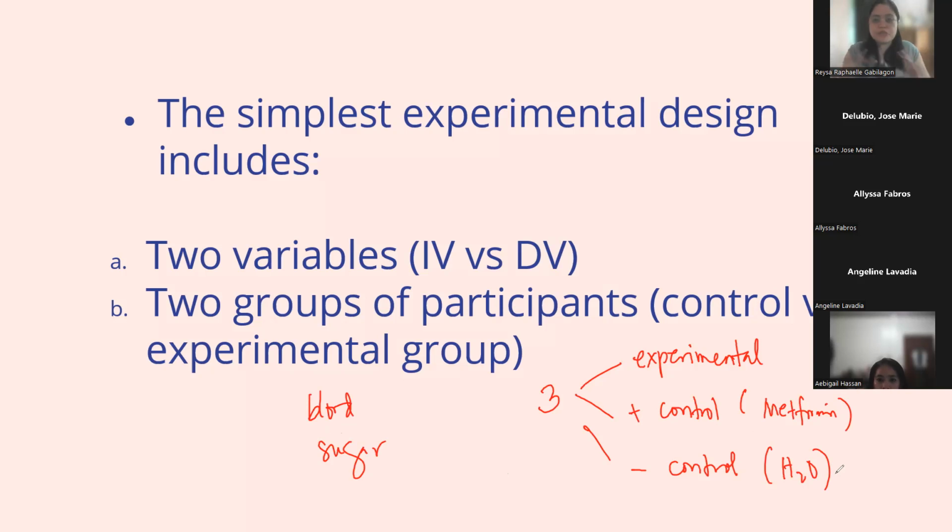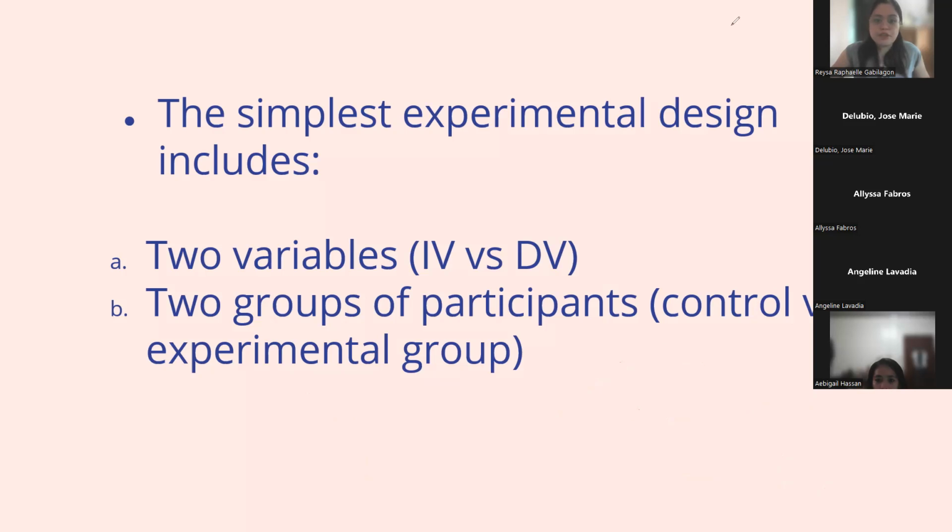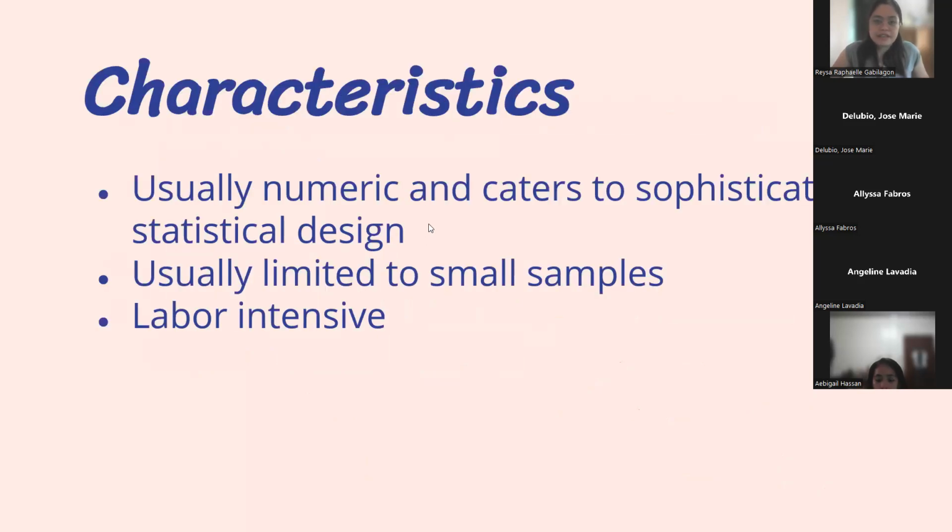So this is most likely the design sa experimental research sa school, 3 grupo. Pero syempre, you still have the IV and the DP. Now, what are the characteristics of experimental research design? Syempre, most of the time, this is numeric. We will really have numerical values here, and we will cater a sophisticated statistical design. So after the experimentation, let's have the numerical data, and we will process the numerical data using statistical tools.